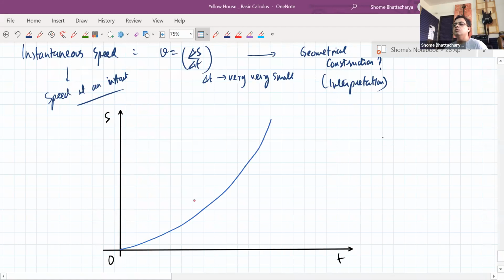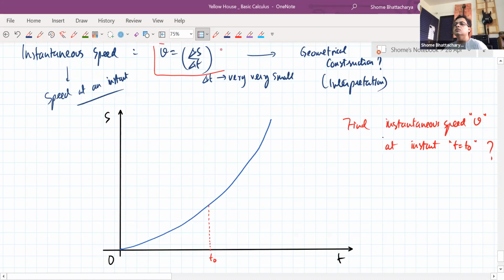Suppose this is some particular instant of time, suppose t0. Okay. So we want to find the instantaneous speed at that instant, at the instant of time t equal to t0. So how do we do that? We're going to have to apply this definition now. So geometrically, how we'll apply that definition, let's see.